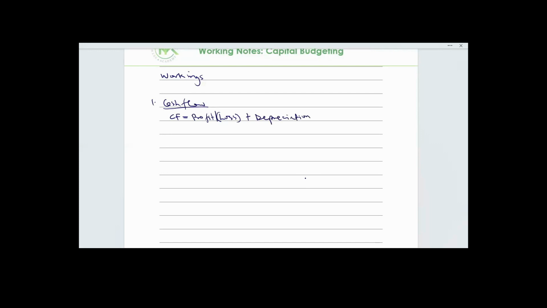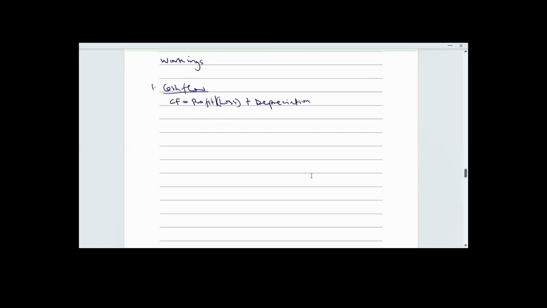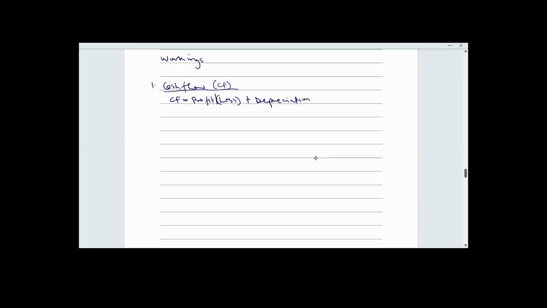So this will give me cash flow. So if that is the case, from this formula, you can see that there is depreciation. Therefore, I need to go and do working for depreciation. But first thing first, I will calculate cash flow for project A.